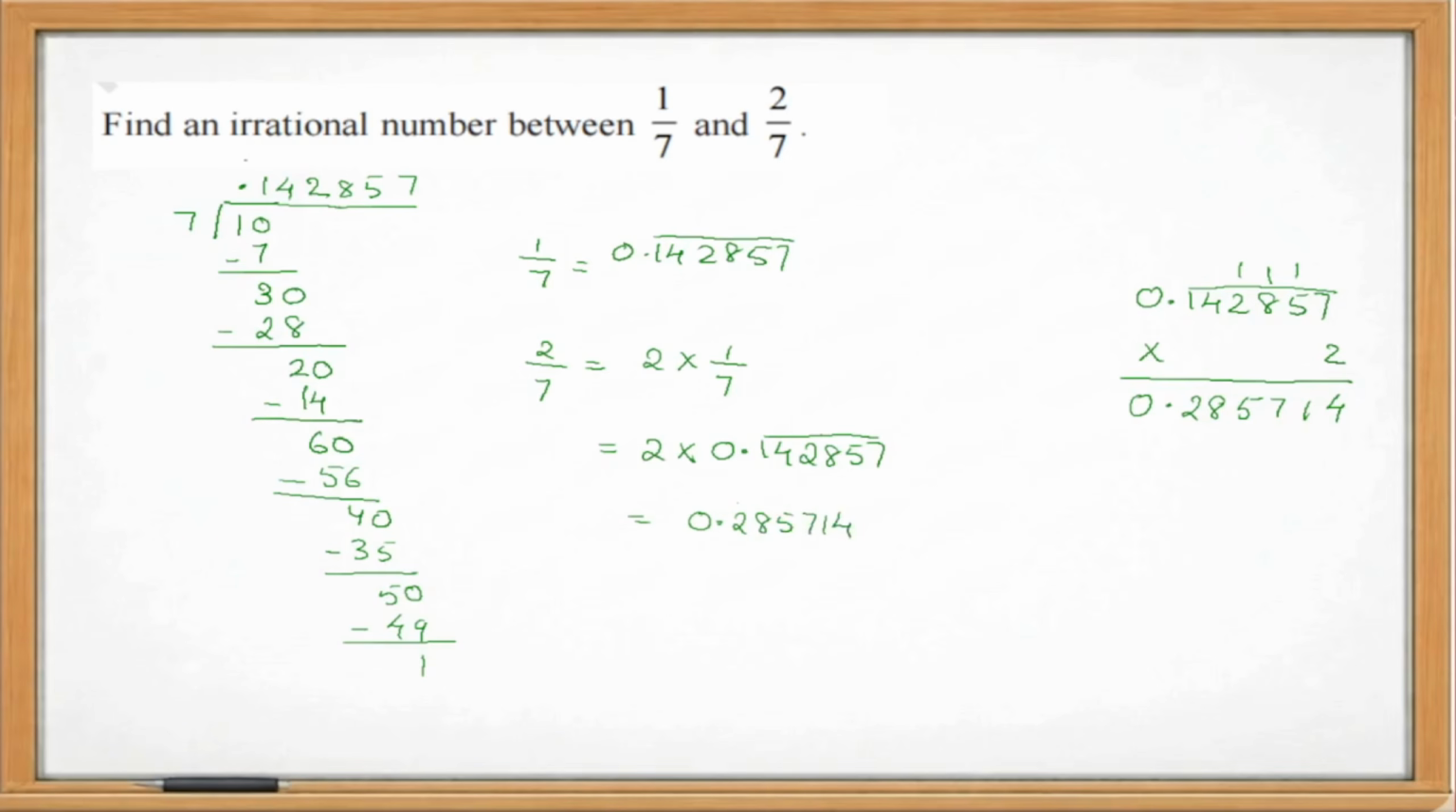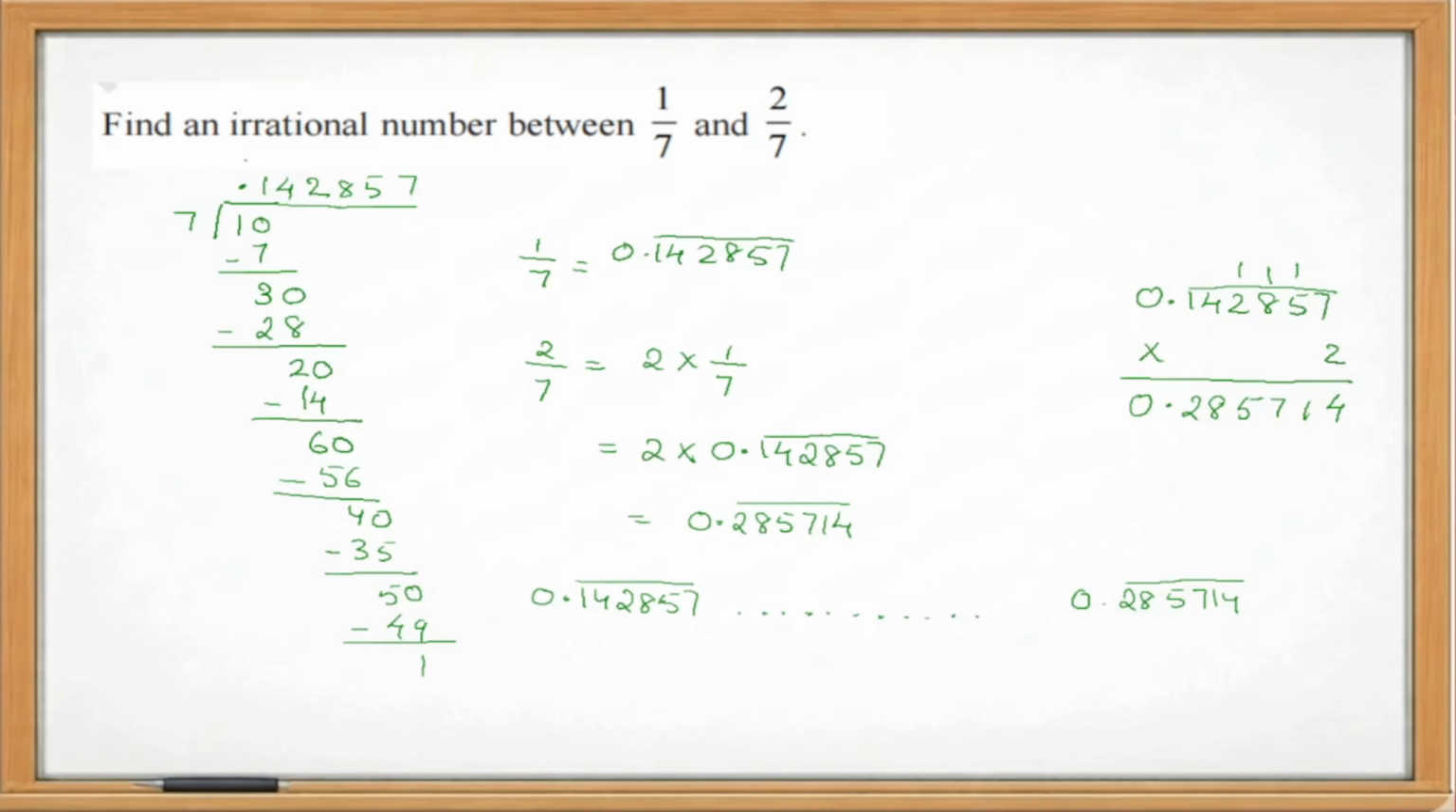0.285714, the whole bar. Now I'm going to write the decimal expansion of 1 by 7 over here. That is 0.142857, this whole bar. And the decimal expansion of 2 by 7 over here, that is 0.285714, the whole bar. And we have to find the irrational number between these two.